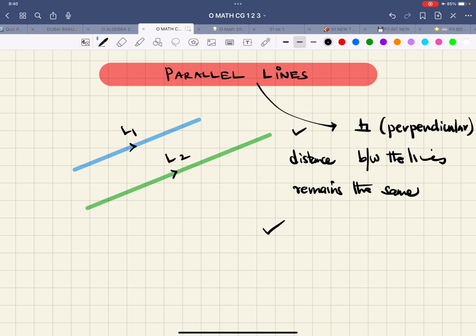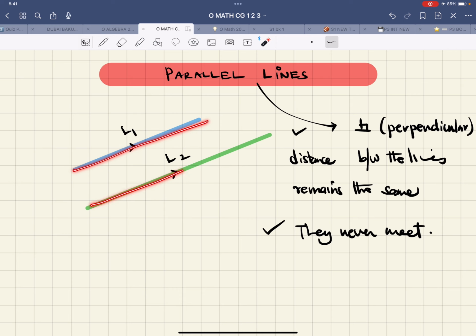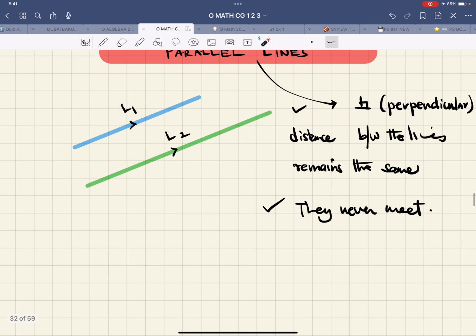Similarly, parallel lines never meet. Some say they meet at infinity, but who has seen infinity? So now this is one line, this is the other line, they are parallel. That is the first conceptual thing.